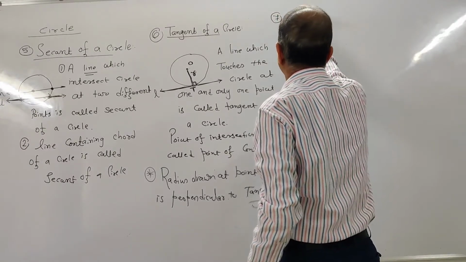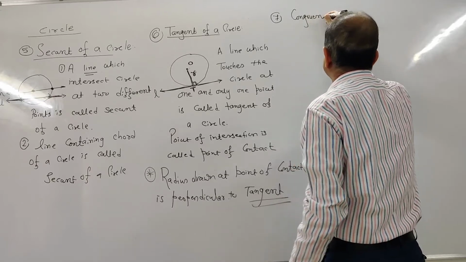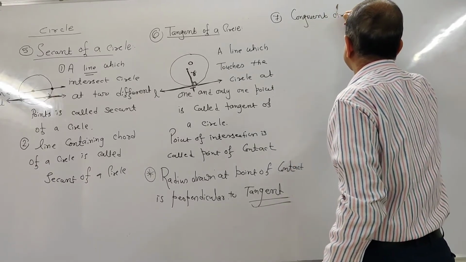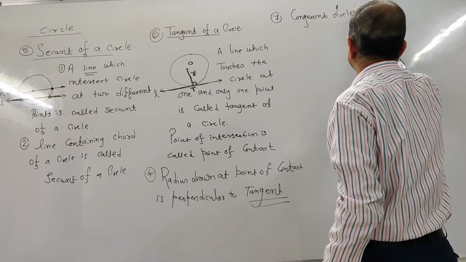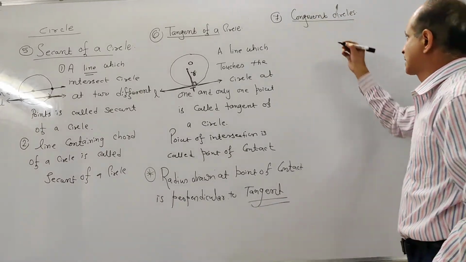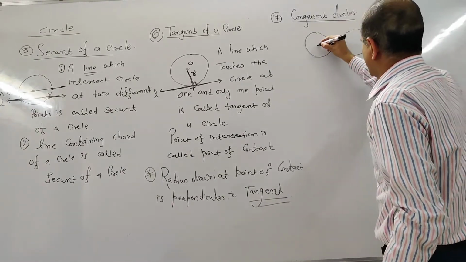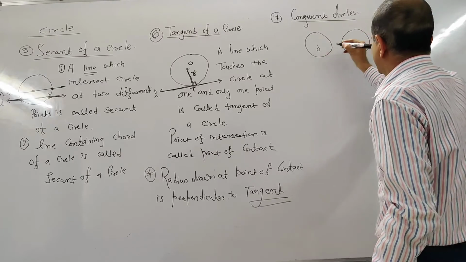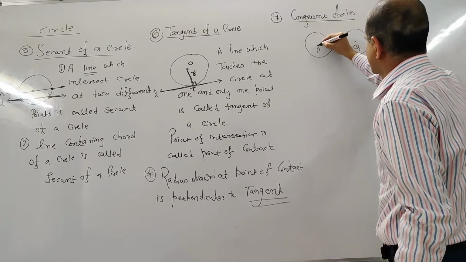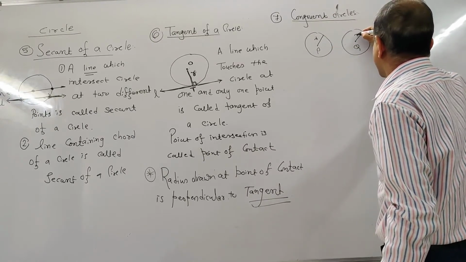Concept number 7, that is congruent circles. Circles means obviously two circles are there. So let me draw two circles. Center is O, or you can say center is P, center is Q. Here radius is R. Here also radius is R.